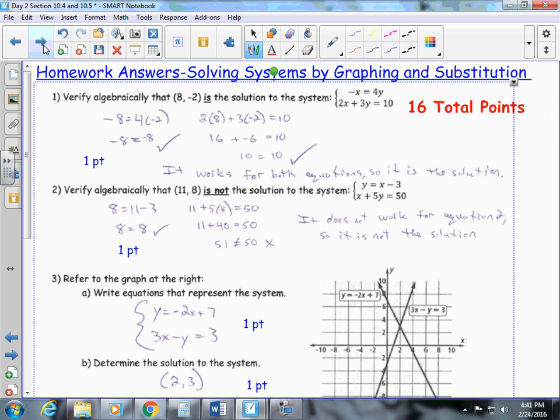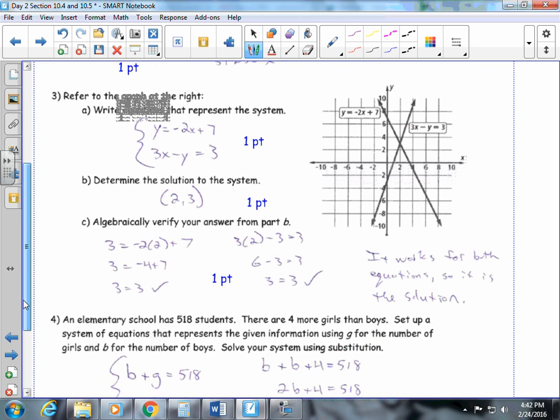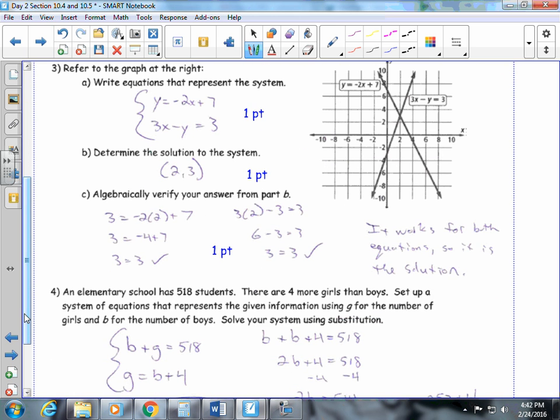Check your homework. As always, I'm going to scroll through and ask the sub to pause as I'm scrolling. The first question here was just like the last examples we went through in class, and not too terribly difficult. All you're asked to do is plug 8 and negative 2 in for x and y and verify if it's true. It works for both, so it is a solution. Go ahead and check your answers. Like I said, I'm going to ask the sub to pause after everything is seen.